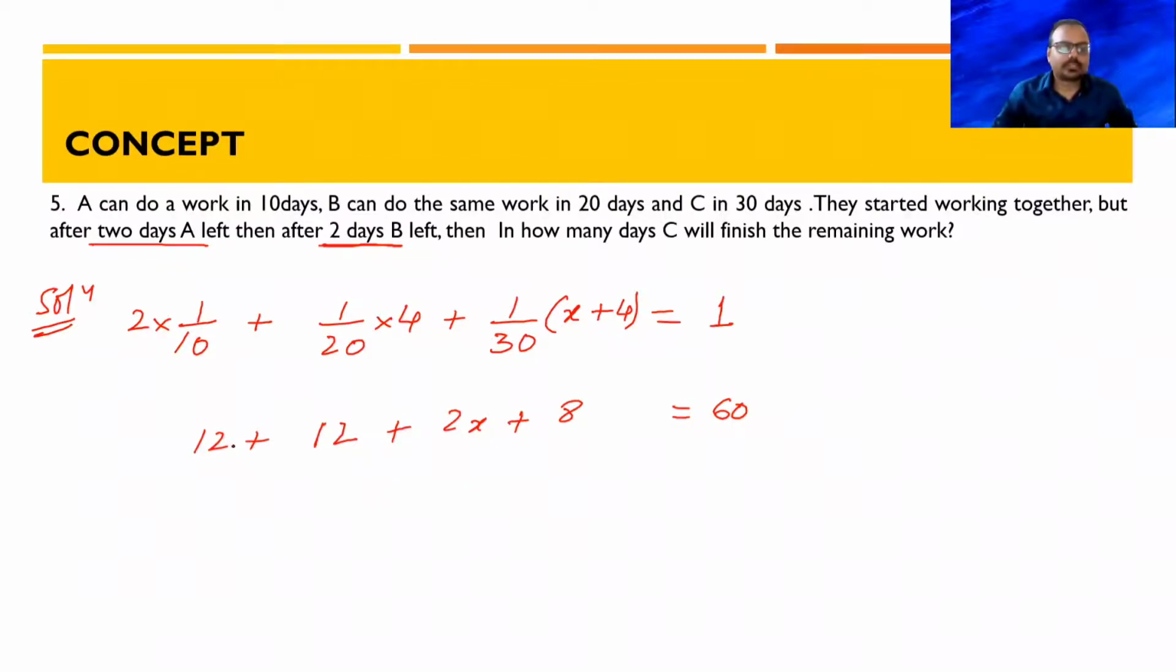So how much do we get here? 20 plus 12 is 32. So 2x equals 60 minus 32, and 60 minus 32 is 28. So x equals 14 days. In how many days will C finish the remaining work? That is 14 days.